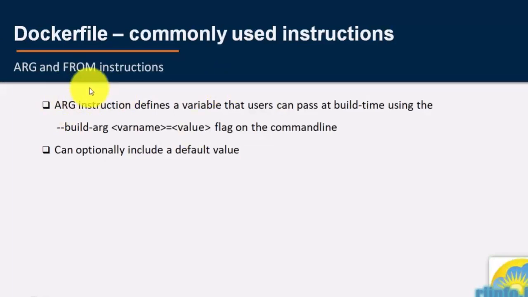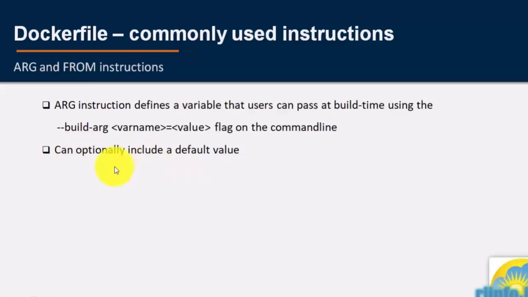The ARG instruction defines a variable that users can pass at build time using the --build-arg flag, with the variable name and the value for it. Optionally, there can be a default value as well, which can be provided within the Dockerfile.